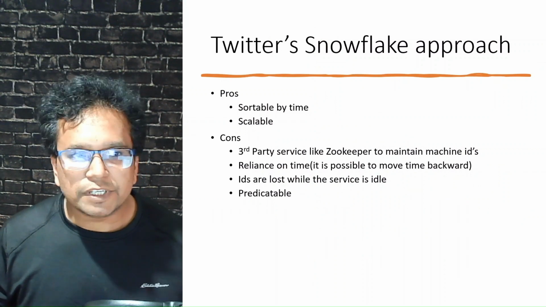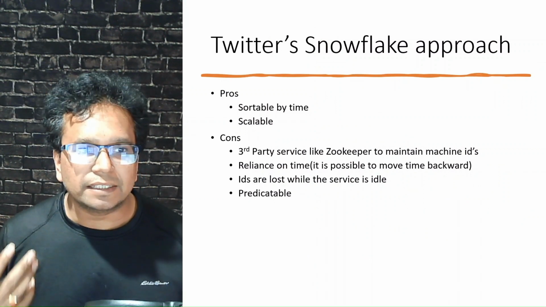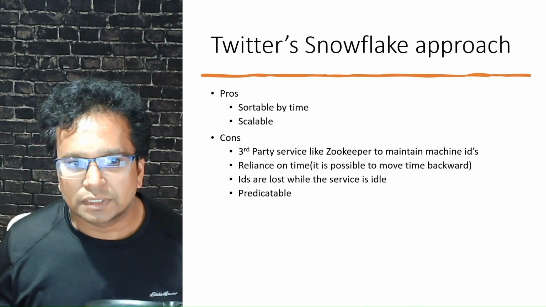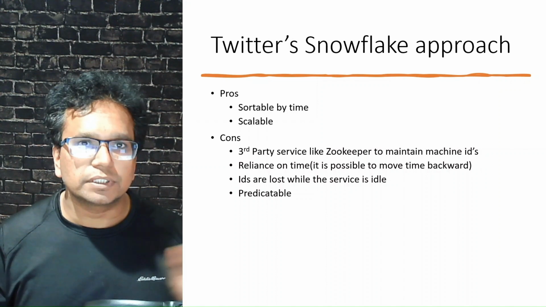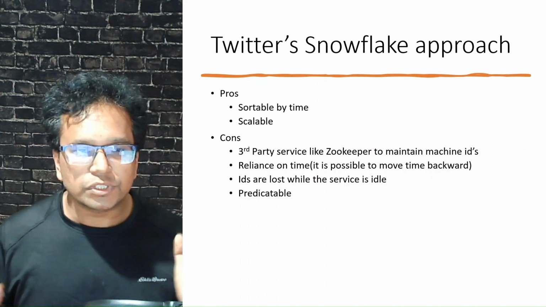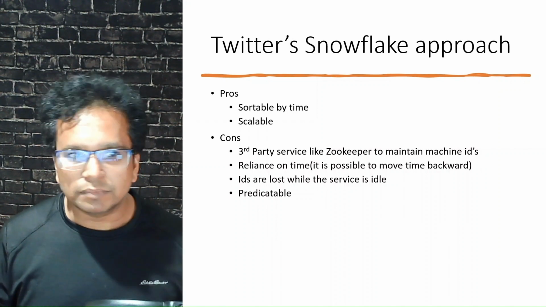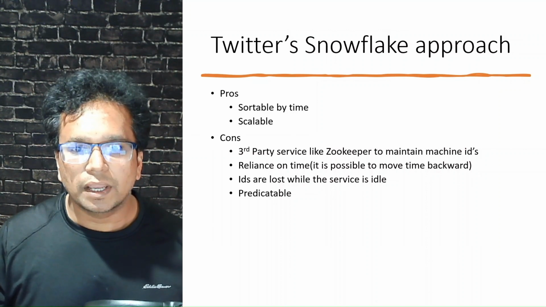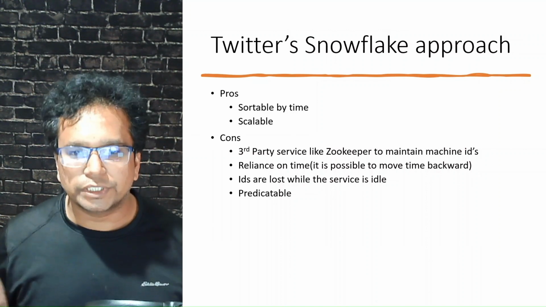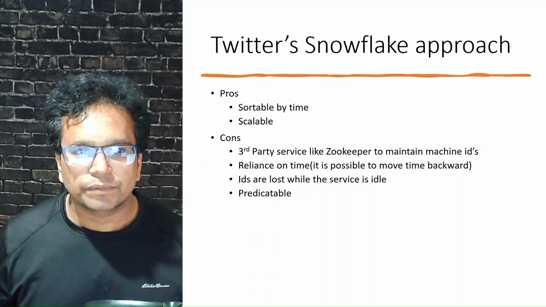Some of the benefits of the Twitter Snowflake approach: it's sortable by time. Because we are using a timestamp, and that is on the most significant side of the number, we can actually sort them by time. They are scalable, as it can accommodate 1024 machines.